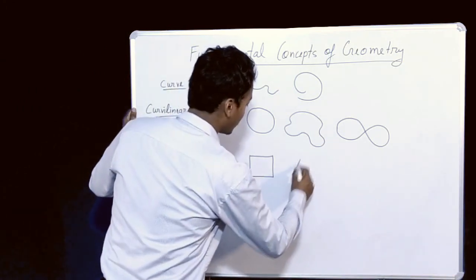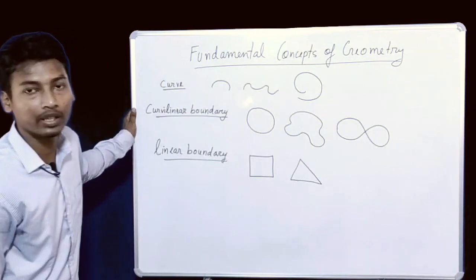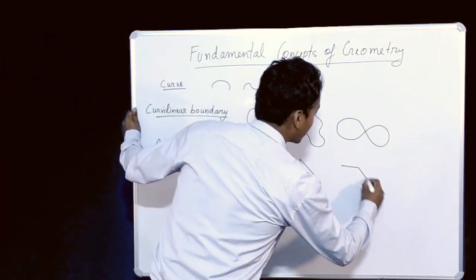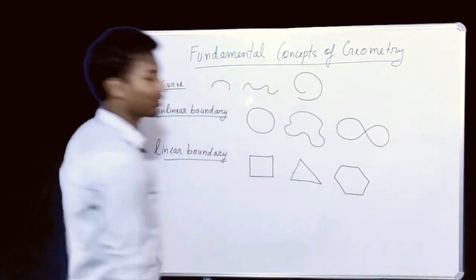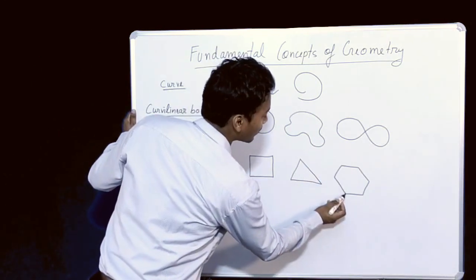Let's take another shape. This shape also has a linear boundary. Let's take another shape. This shape also has a linear boundary. It is made up of line segments. Okay.